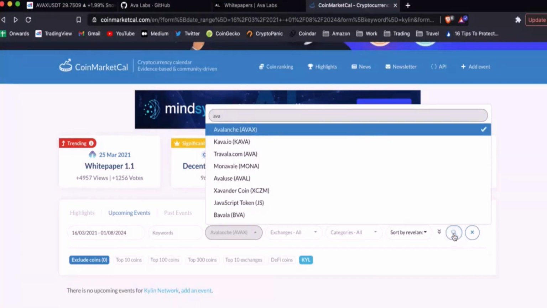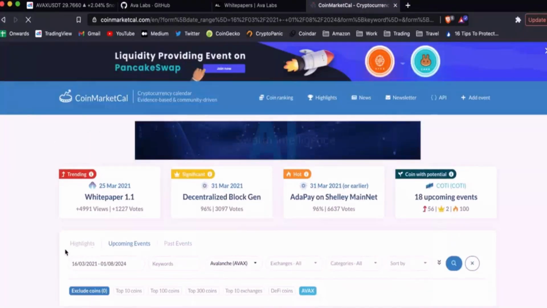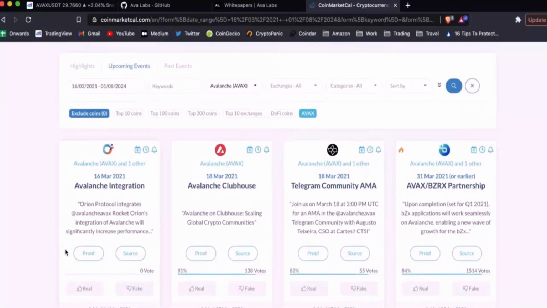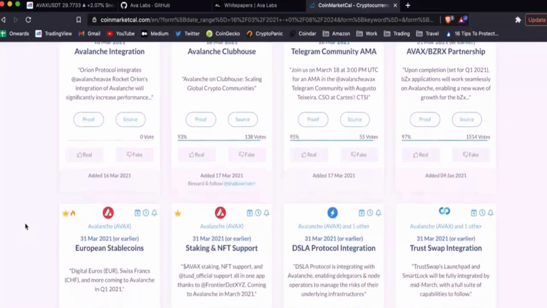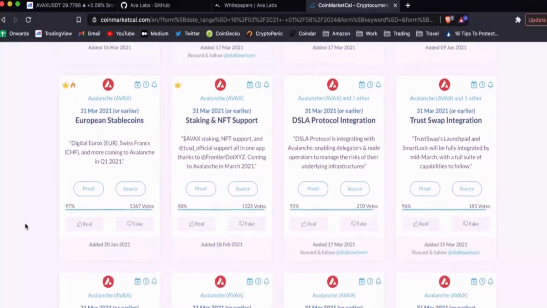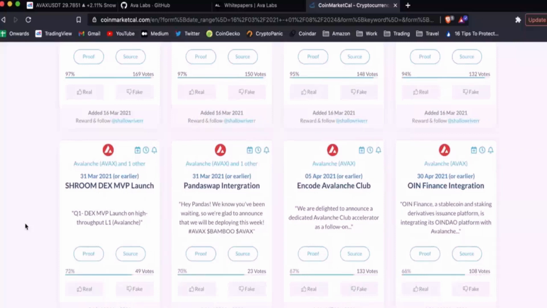All right, then you're going to click the magnifying glass search here. And this is similar to Coindar. They're going to show you upcoming news. And so you can see all the news and events for Avalanche this month and upcoming. Okay, so it's good to check both so you don't miss anything.